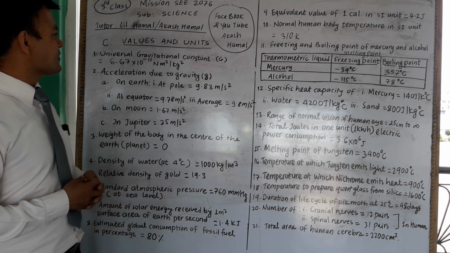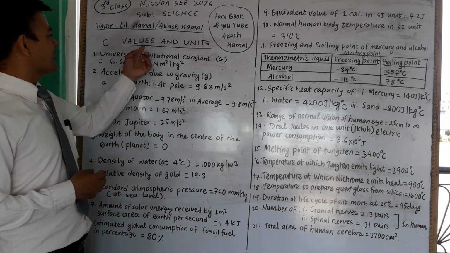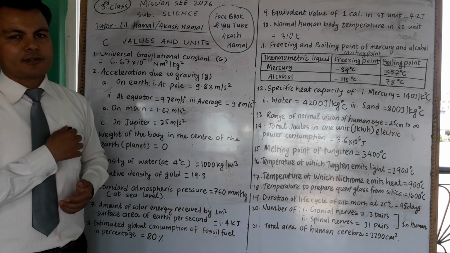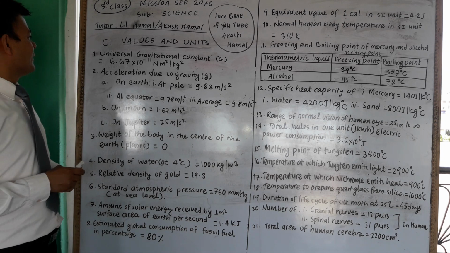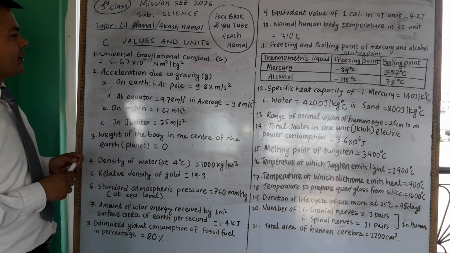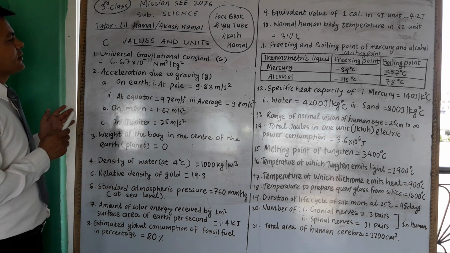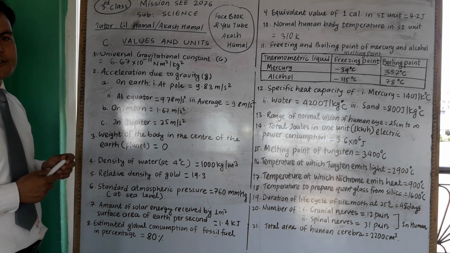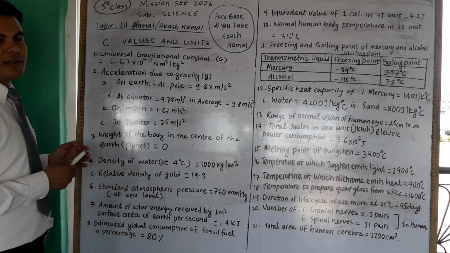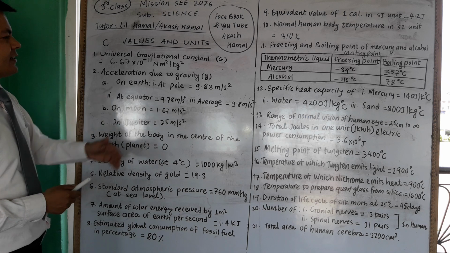Well, in today's class, we are going to talk about the values and units of science. Well, let's talk about one by one. The values and units of secondary level science of grade 10 are as follows, as listed here.